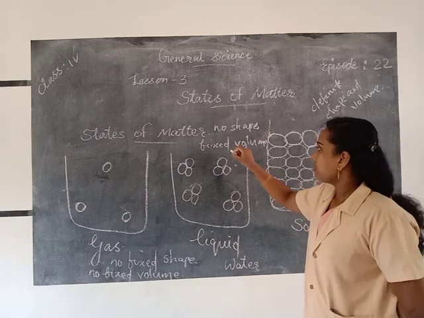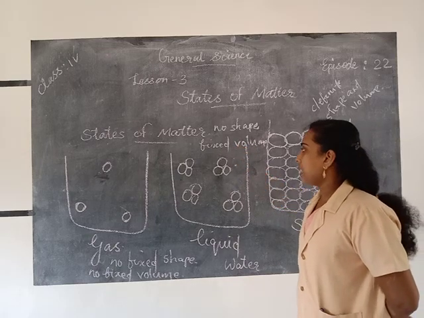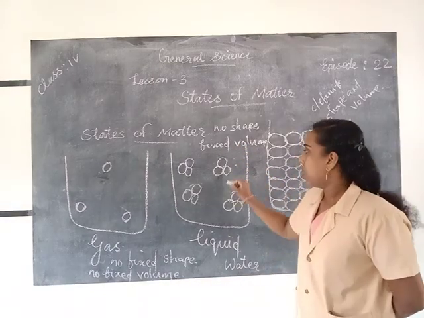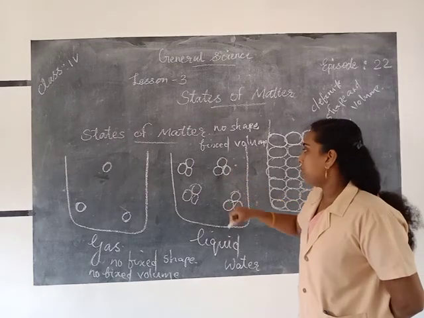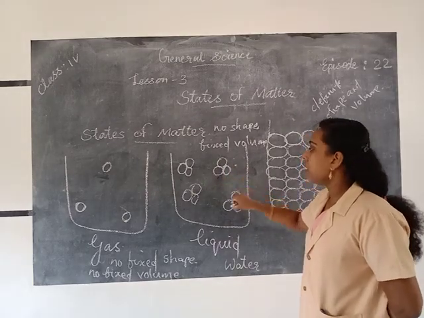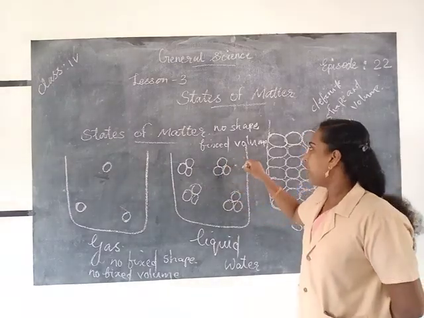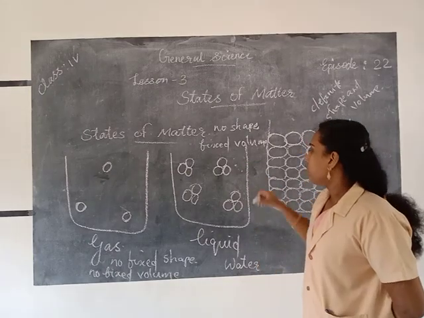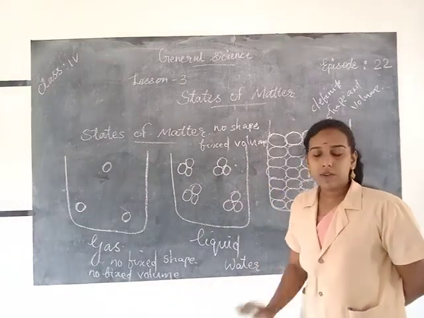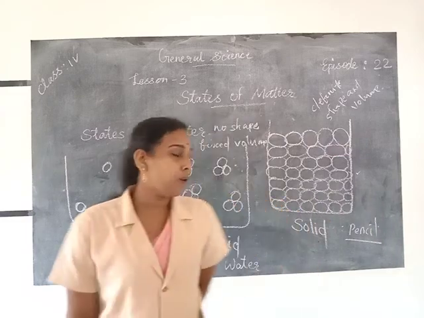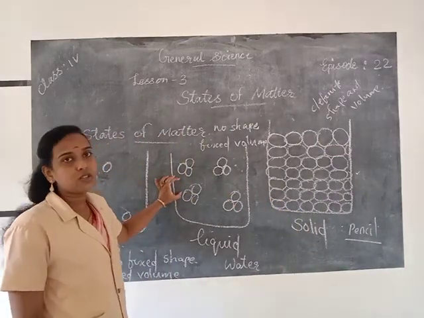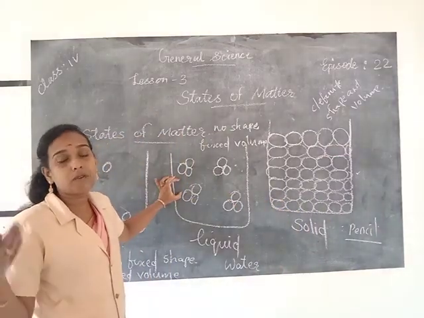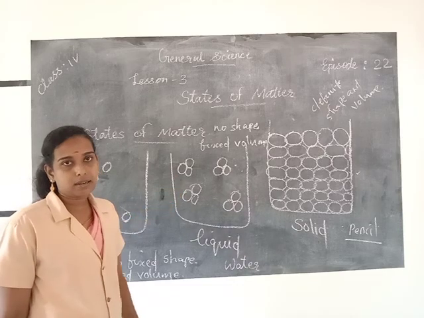Then, in liquid state, the molecules are not closely packed. There are some spaces between the molecules and so they have definite volume but they do not have definite shape. They have no fixed shape. They take the shape of the container.